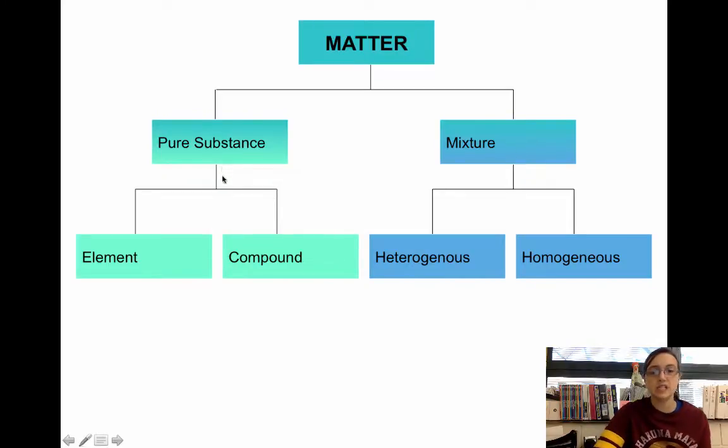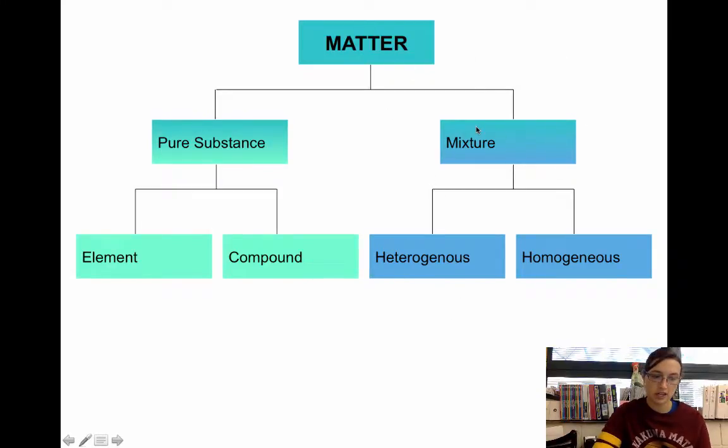So pure substances can be broken down even further into elements, like from the periodic table, so gold, silver, sodium, anything that you can find directly in one of the boxes on the periodic table. The other pure substance that we can have is a compound. Okay? And a compound is a combination, a chemical combination, so it has to be bonded, so elements bonded together is a compound. Then the other side is we have a mixture.